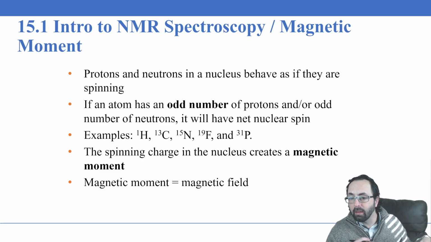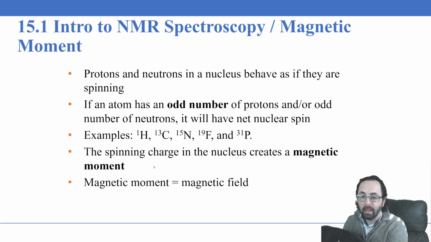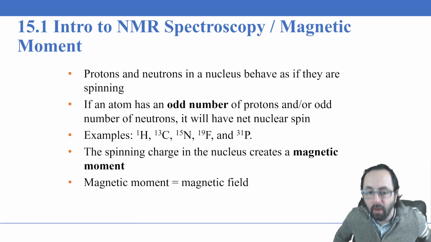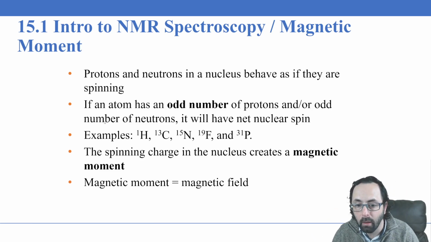And so if an atom has an even number of protons, this effect will not be observed since their spins will essentially cancel one another out. But if an atom has an odd number of protons or neutrons, it will have a net nuclear spin. And so examples of isotopes that have that include hydrogen-1 with simply a single proton, carbon-13, which would have 6 protons and 7 neutrons, nitrogen-15, fluorine-19, and phosphorus-31. Again, we're going to be focusing mainly on hydrogen-1, also called proton NMR, and carbon-13.